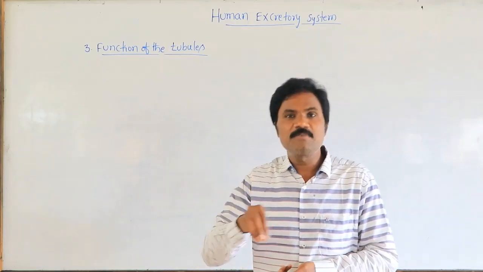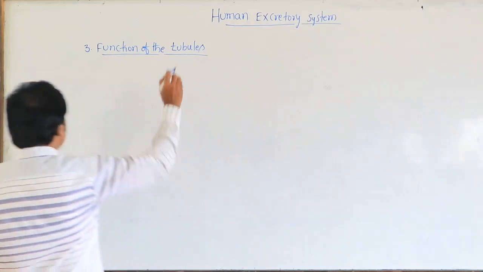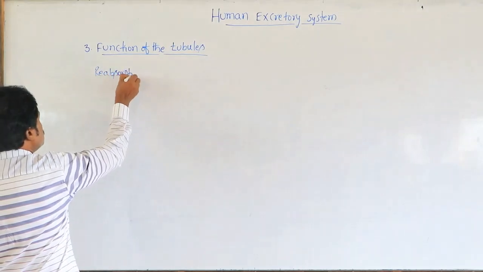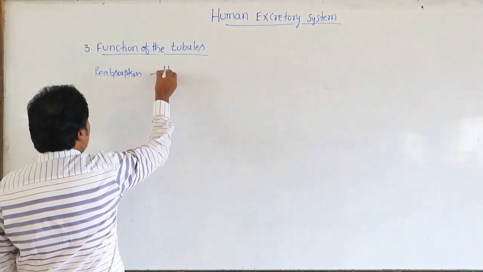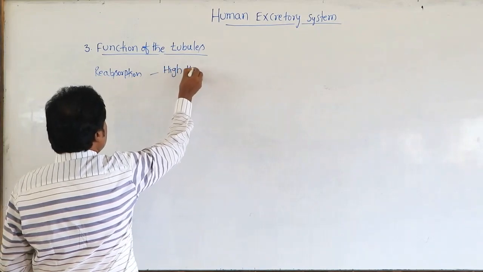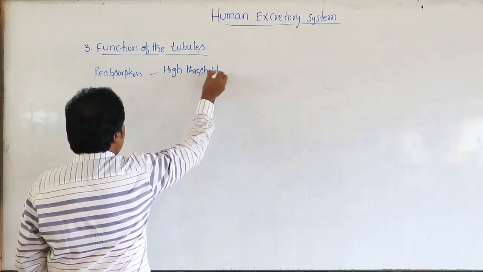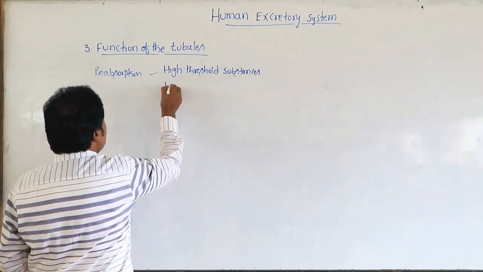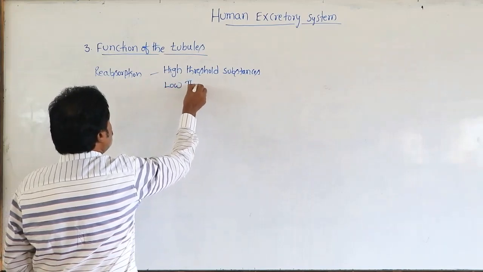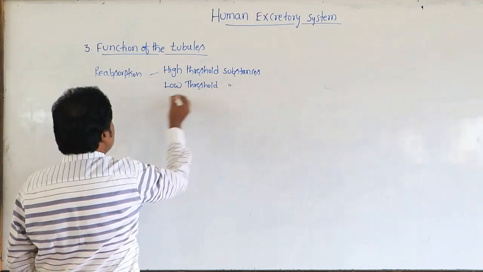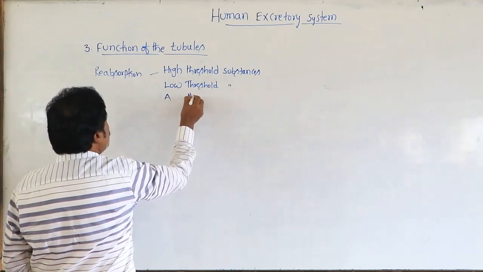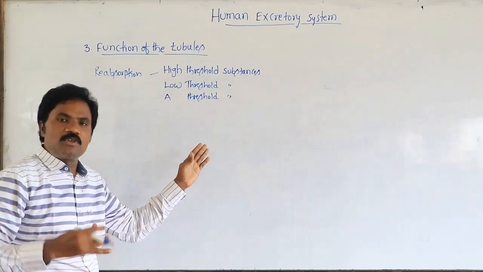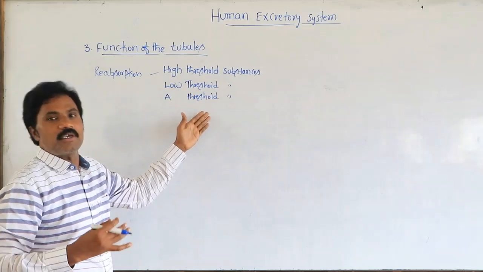Then, what types of substances undergo reabsorption? High threshold substances, low threshold substances, and a threshold substances. So the reabsorption of substances in our body is segregated into three types.